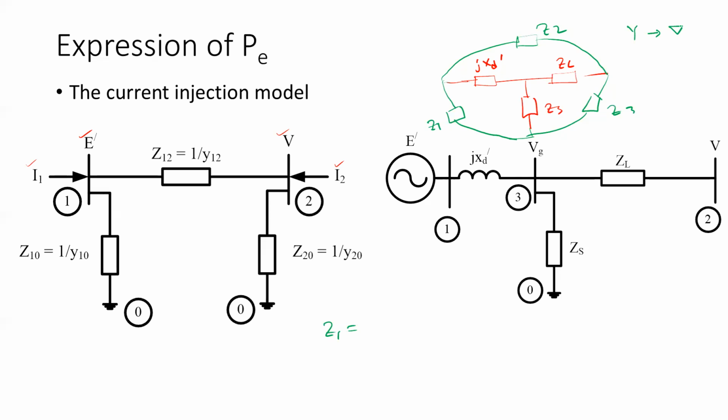Anyone? Simple Y delta conversion. Do you remember the formula or you forgot? At least you can say that, sir, we forgot the formula, right? So at the numerator there will be the multiplication of JXD Z3, JXL JXD ZL, and ZL Z3. So it will be divided by JXD into ZL plus ZL ZS plus ZS into JXD dash. Okay, divided by... Sir, Z1 ZL, sir. ZL. Very good.